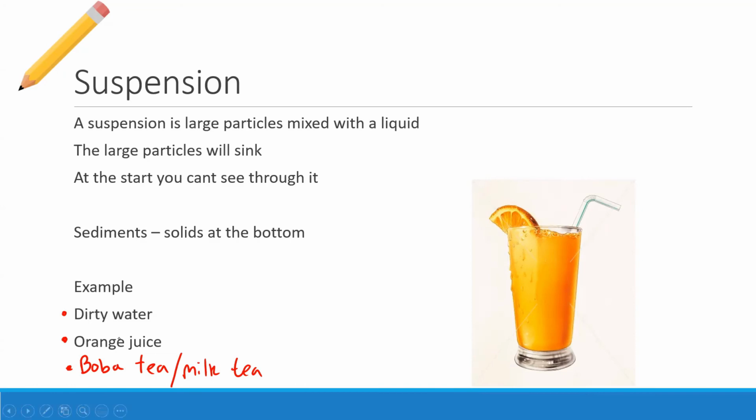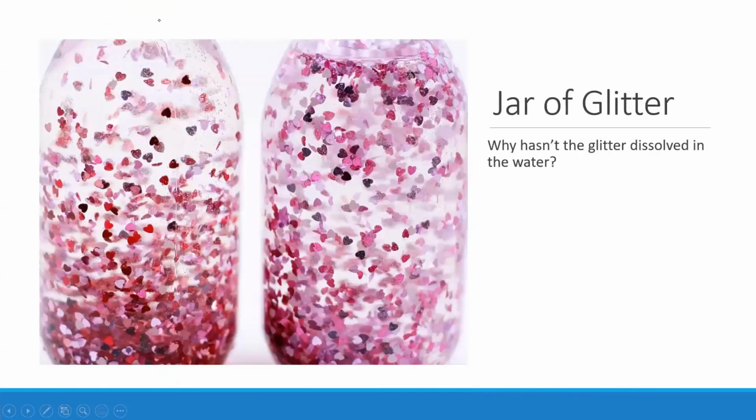Okay, so this is just a quick picture I found ages ago. This is a jar of glitter. Now this glitter doesn't dissolve because it's insoluble. But again, if you shake it, you can watch as the glitter slowly sinks to the bottom of the glass, again forming a suspension. It's a suspension because you've got some particles that are undissolved at the bottom, sunk. So that's what makes it a suspension.